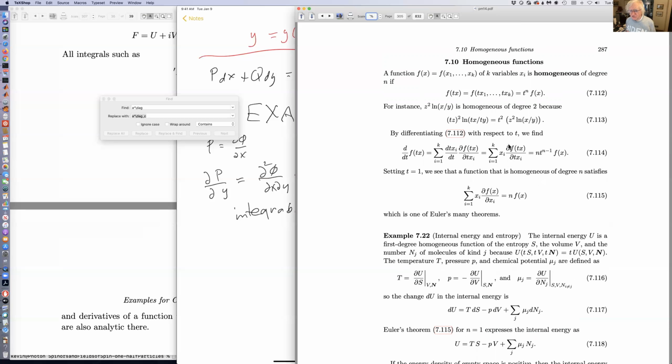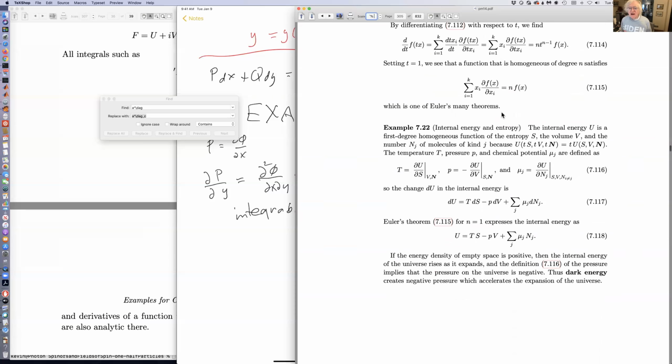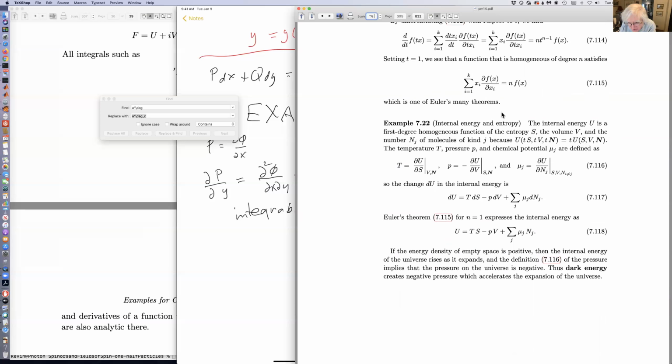The t is just replaced by 1, and we get the sum over all k variables of the ith variable times the derivative of the function with respect to the ith variable, equals n times the function. And that's true if f is homogeneous of degree n. There are many examples and uses of this in physics, and because these examples are physical, I think it's particularly worth going through some of them.